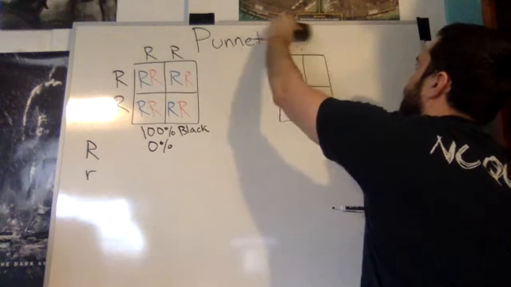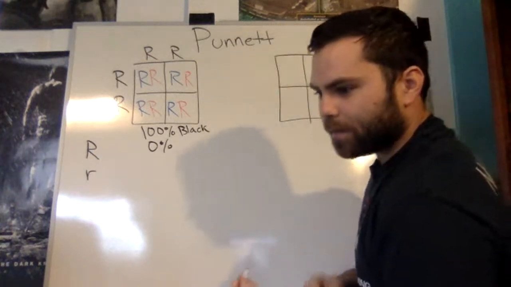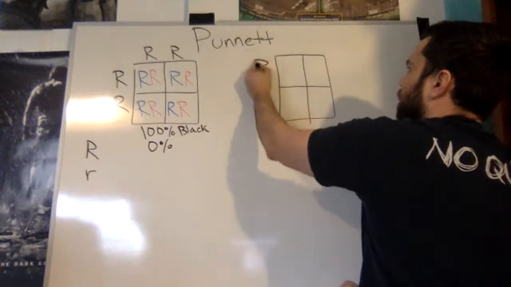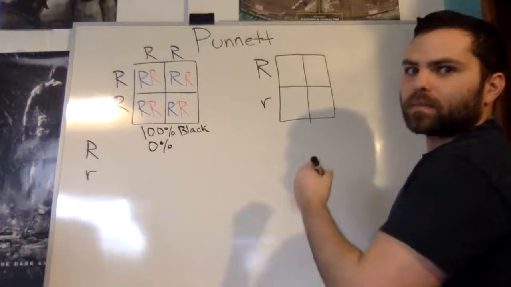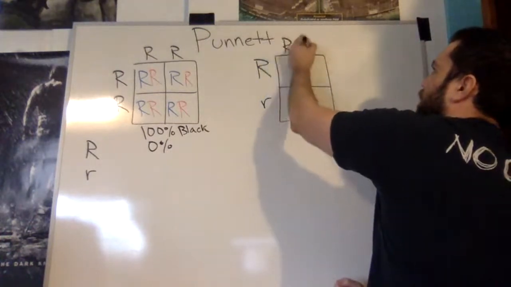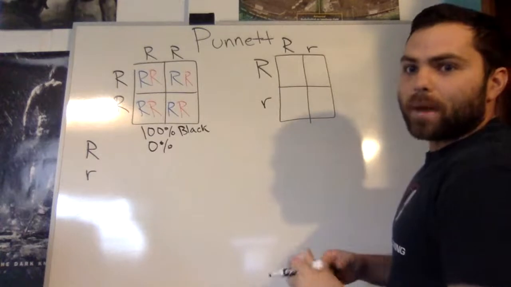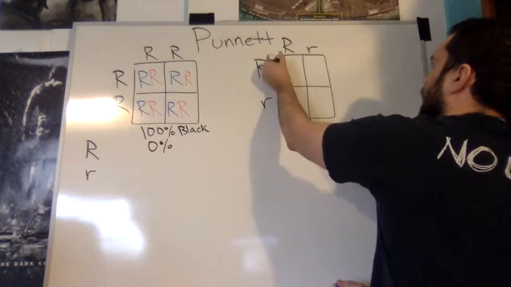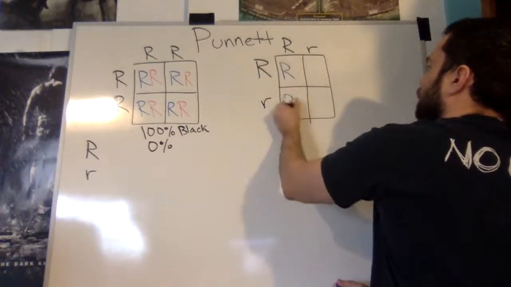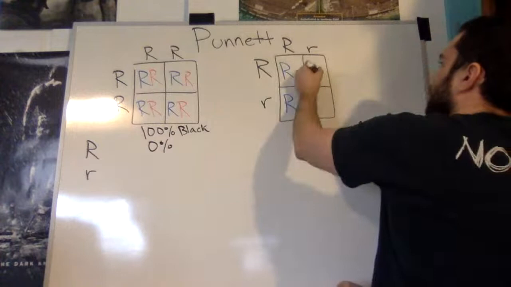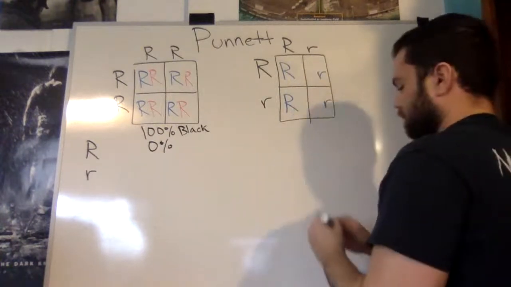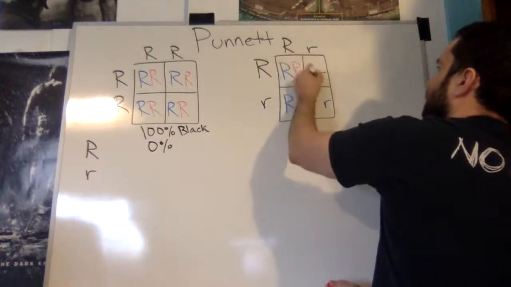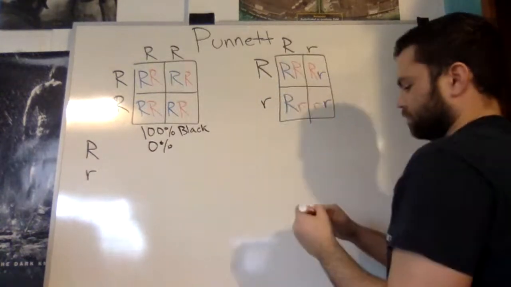Let me get rid of the square so we get some room. So we just said that two parents, right? They're not telling us if it's mom or dad, but you have capital R and lowercase r. Then you have capital R and lowercase r again. So now we have to bring those down, okay? So I'm going to bring down these guys first. We got capital R, and then we have lowercase r, lowercase r, lowercase r. Now we're going to bring over these. We got uppercase R, uppercase, lowercase, lowercase.